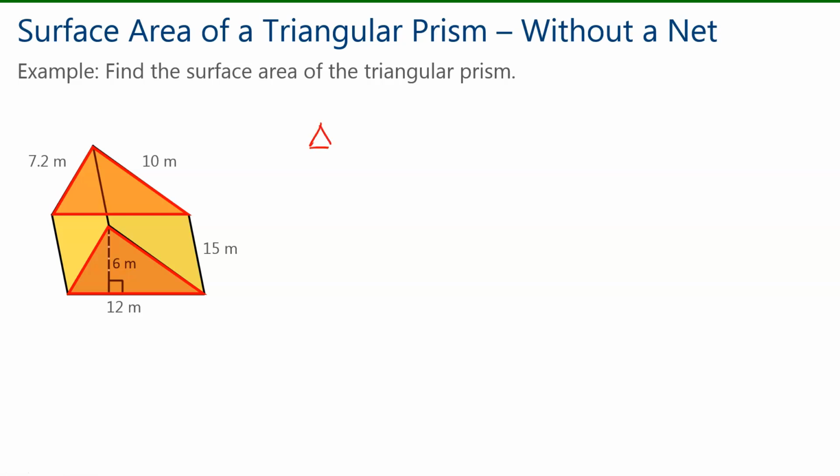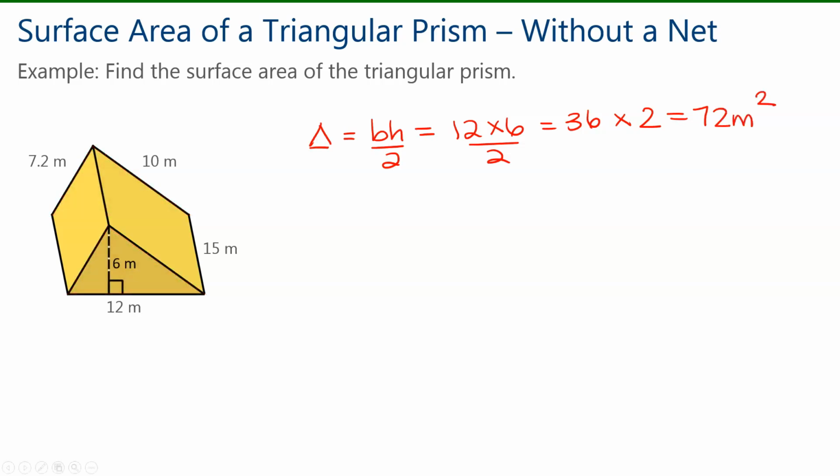So again, the formula for the area of a triangle is base times height divided by 2. So the base and height, 12 by 6 divided by 2. That gives me 36. And of course, there are 2 triangles. So 36 times 2 is 72 meters squared.